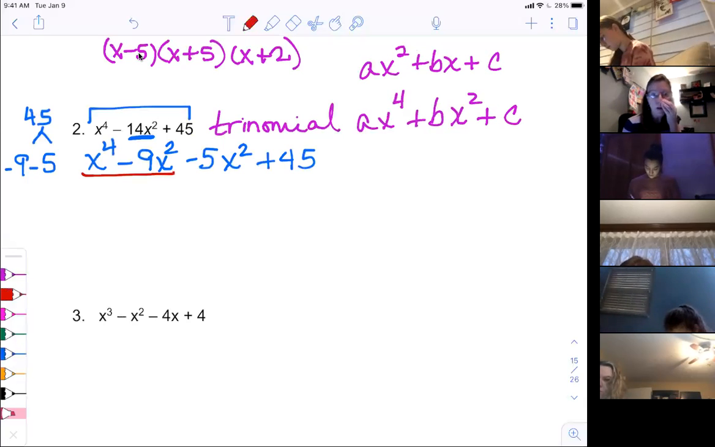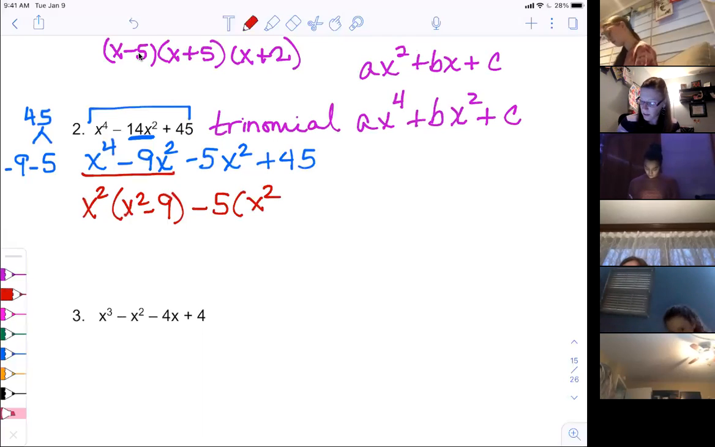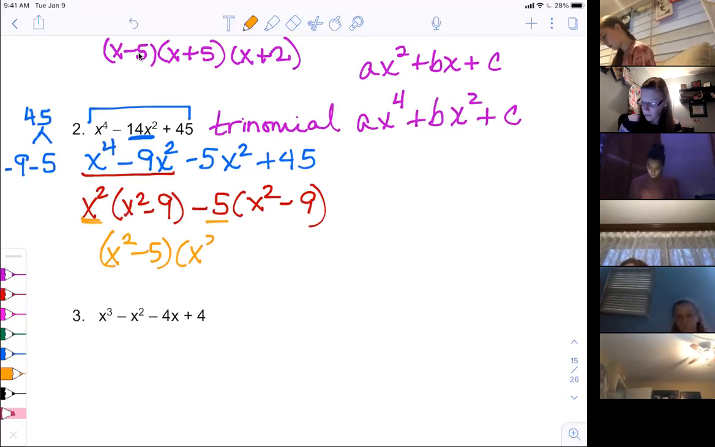So Jordan, what could I pull out of that first pair, x to the fourth minus 9x squared? X squared. And what do you have left when you pull out an x squared? X squared minus 9. Good. And what would you pull out of the second pair? Negative 5. Yeah. And then we still have x squared minus 9. So you group the x squared and the minus 5. And then we group the x squared and the minus 9.